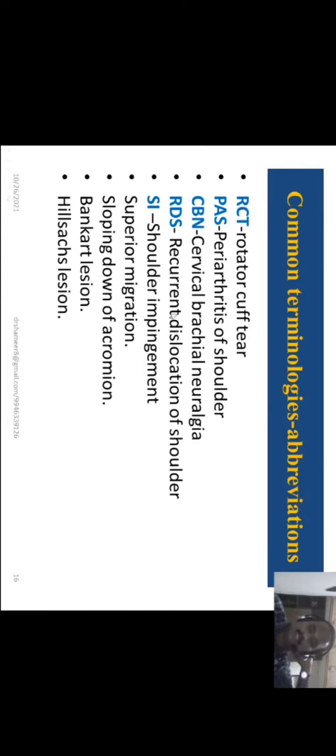And another one is the CBN, cervical brachial neuralgia. That is the neck pain radiating to the right or left upper limb. And the RDS, recurrent dislocation of the shoulder, and SI, meaning shoulder impingement. These are the common terminologies related to the prescription of a shoulder pathology.